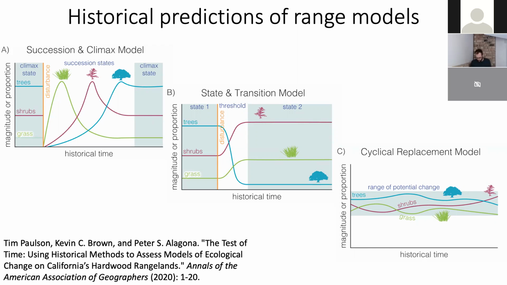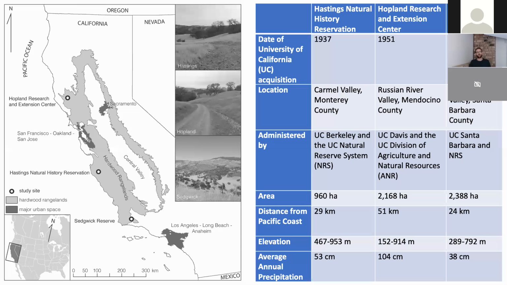Anyway, with our models selected, we also selected sites, and we selected 3 study sites. They were the Hastings Natural History Reservation, the Hopland Research and Extension Center, and the Sedgwick Reserve. And these 3 sites represent a sort of a latitudinal transect of this biome. They also, though, represent different management and use histories that can be fruitfully compared.